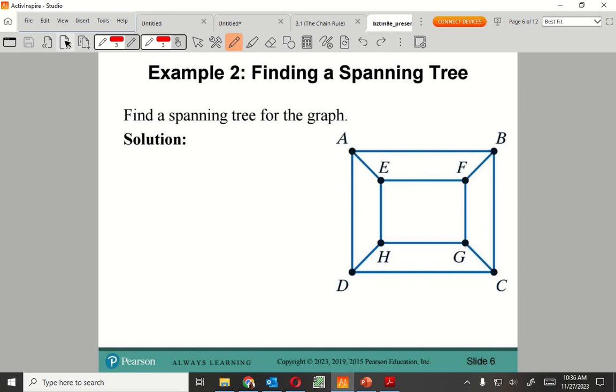Find a spanning tree for the graph. I would like all you people right now, you are going to try this one.